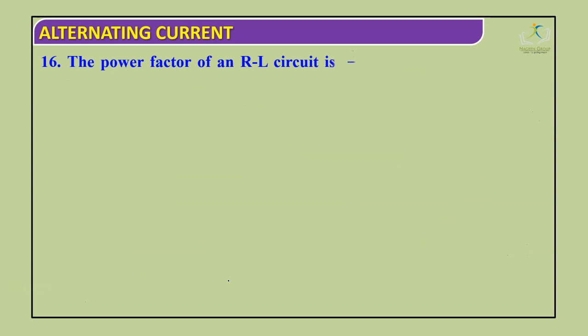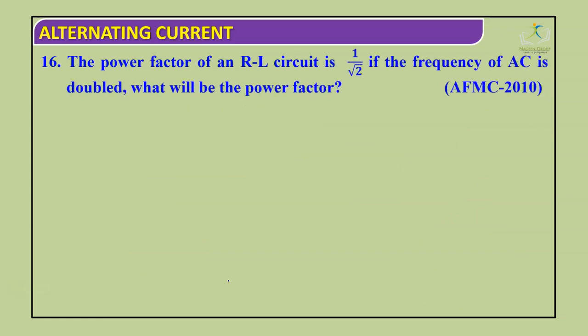Next question we have: the power factor of an LR circuit is 1 by root 2. If the frequency of AC is doubled, what will be the power factor? 1 by root 3, 1 by root 5, 1 by root 7, or 1 by root 11.